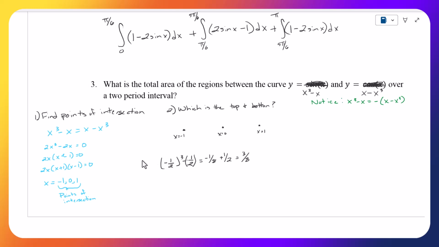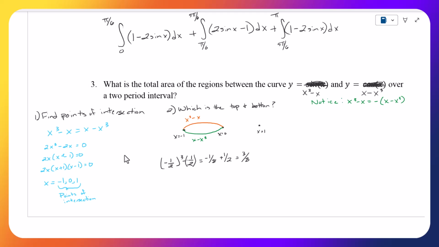So let's draw that on our curve. So on top, for this first part, we're going to have x cubed minus x. And on the bottom, we would have our x minus x cubed. And what's happening with these curves, I don't know, I don't care. These curves could be right, they could be wrong, it doesn't matter. All I care about is that this one's on top, that one's on the bottom, and we have this little area section.